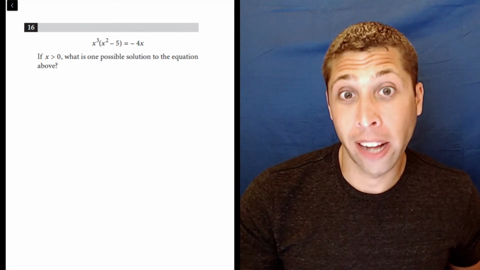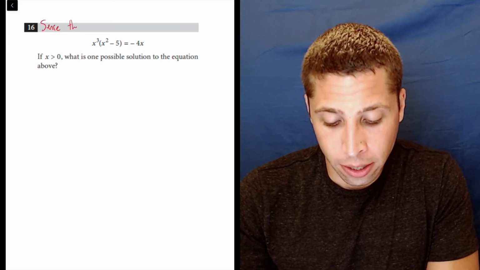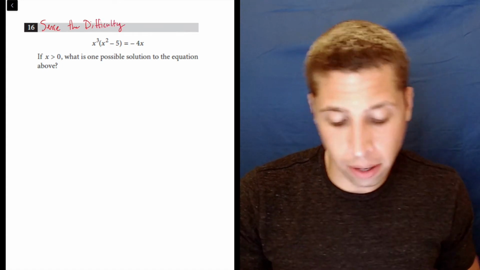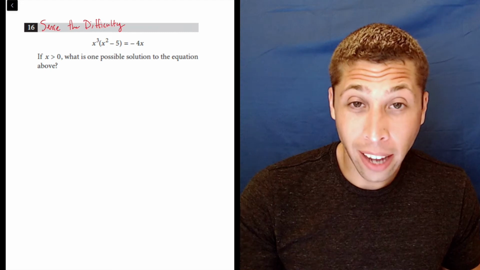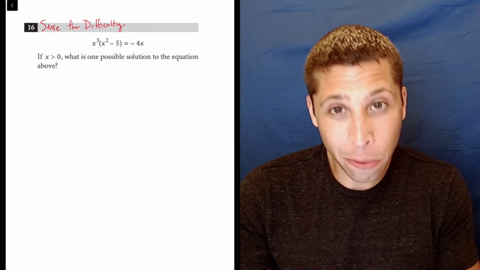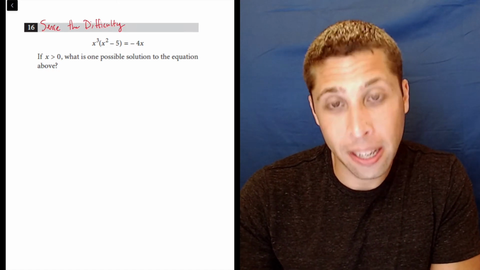There are two big strategies that we're going to use on this question. Number one, sense the difficulty, right? Now, if we look at this equation, it looks crazy hard, right? X cubed? Are you kidding? I never have to deal with that. That's nuts. But we know from experience that the first grid-in question is supposed to be easy.